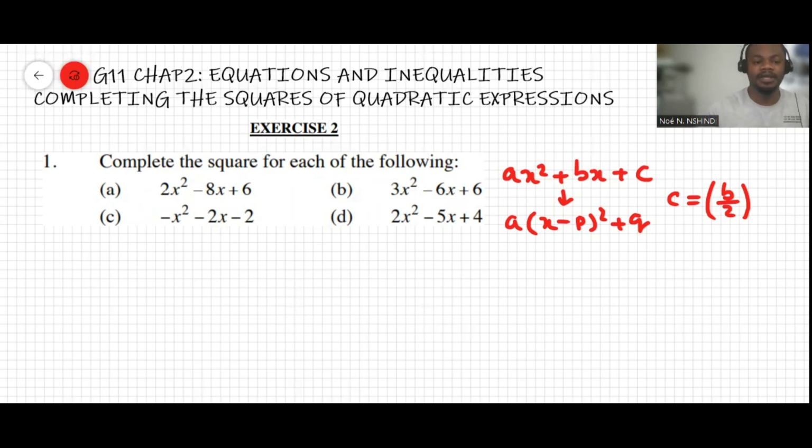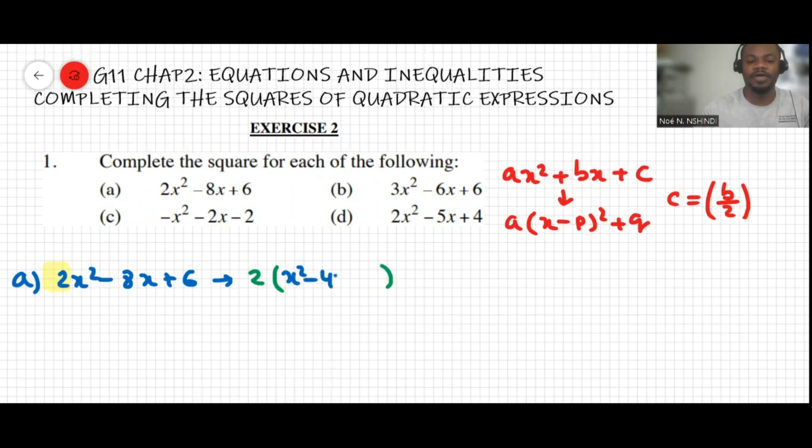Question A, for instance, says 2x squared minus 8x plus 6. So we need to complete the square here. First we need to get rid of the coefficient of x squared. We're going to do that if we factorize. We take 2 out as a common factor, and then this will be x squared minus 4x plus 3. Now that we factorize, there is no coefficient in front of the x squared.